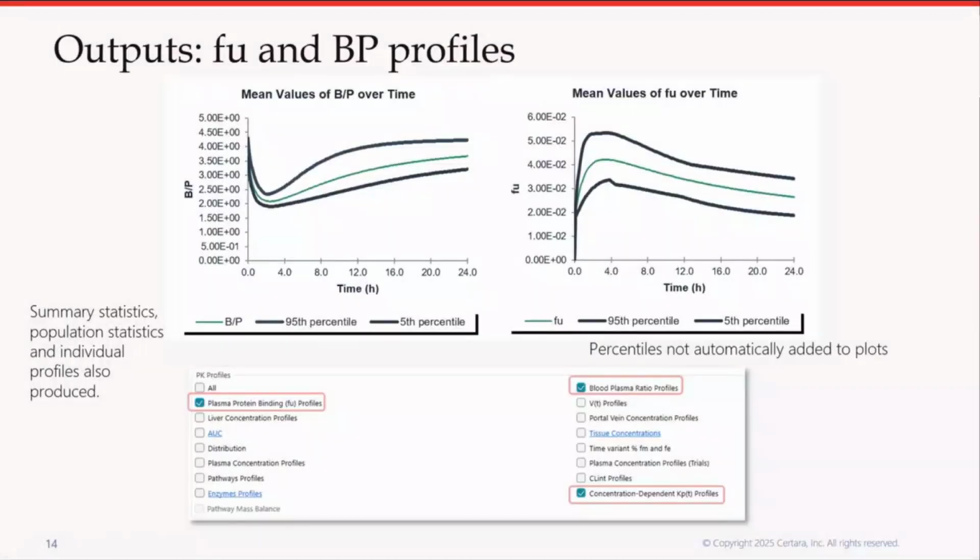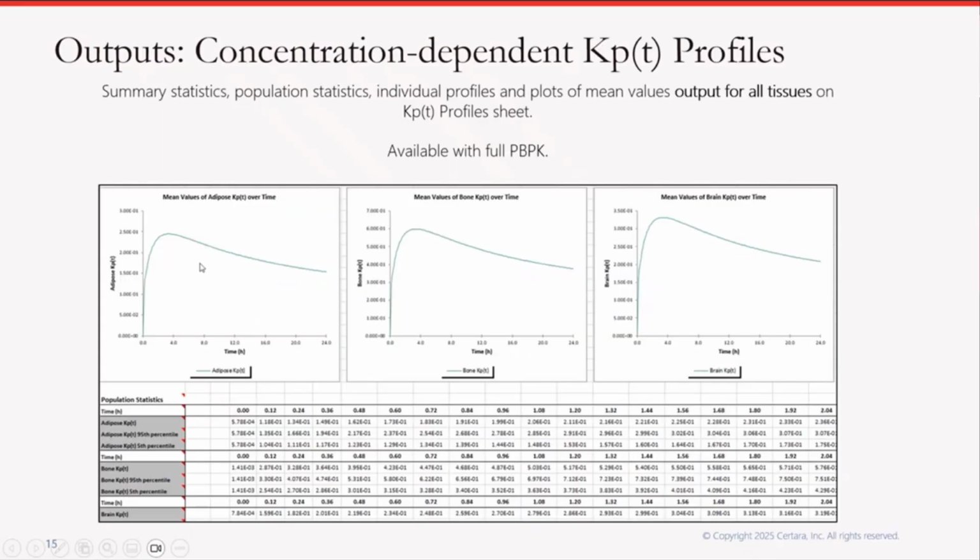So the outputs you get are probably what you'd expect, maybe. You can output the BP profiles of all the individuals and also the FU profiles. You can also output all the tissue partition coefficients. As I said, these also become concentration dependent. So you can output all those for all tissues for all individuals.